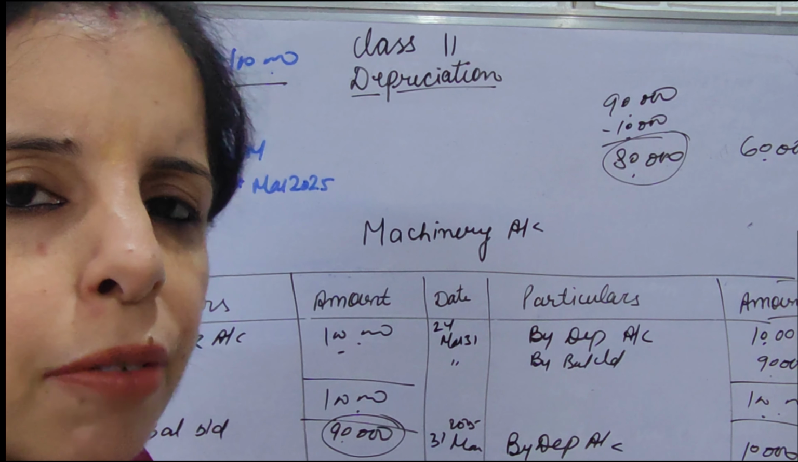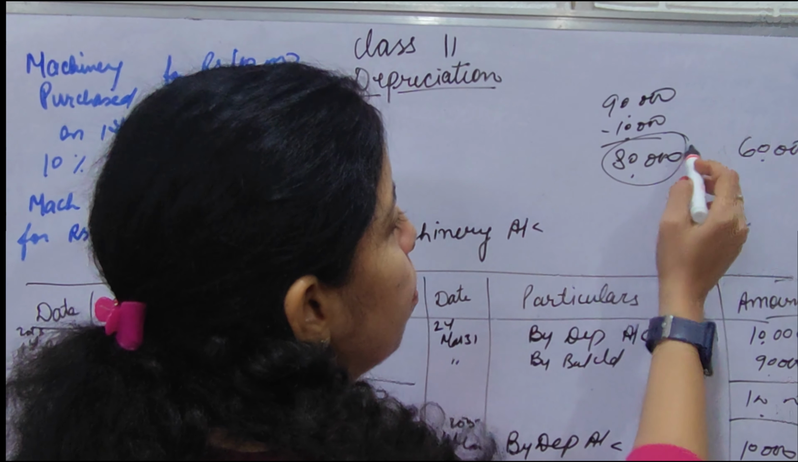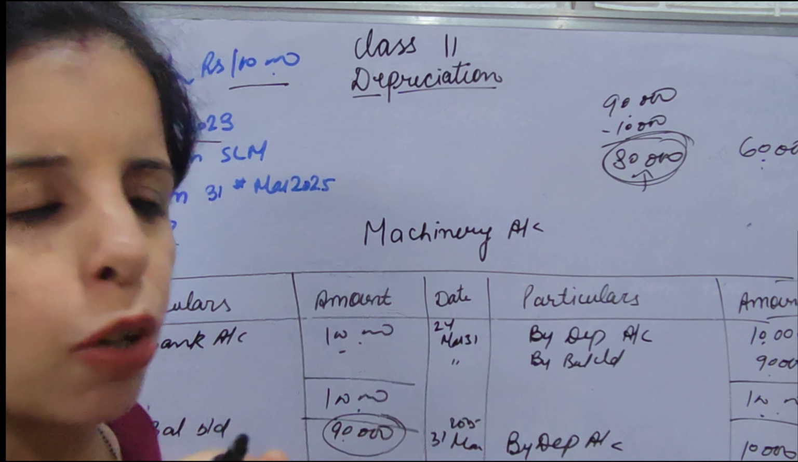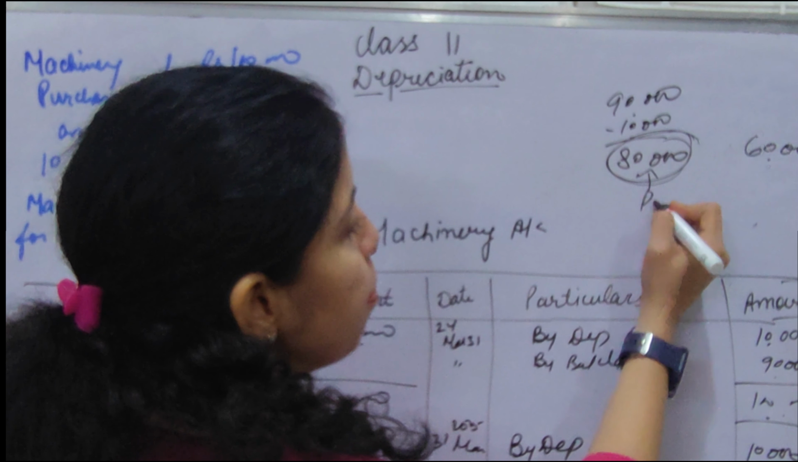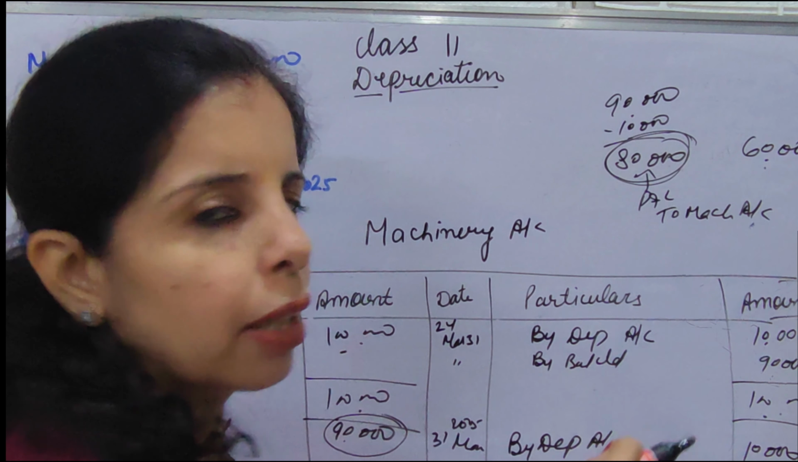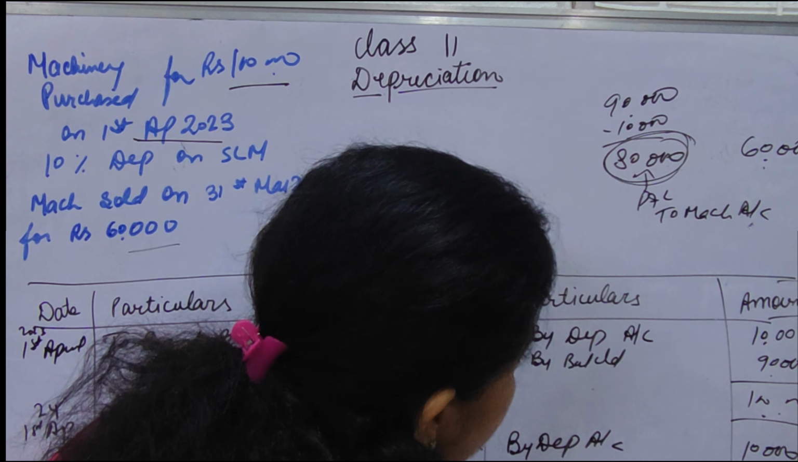Now write in the comment box whether we have profit or loss from the sale of machinery. So machinery value was 80,000. It was sold for 60,000. So 20,000 loss. So the entry will be P&L account debit to machinery account for writing off the loss from sale of machinery. So here we'll write by P&L account 20,000.